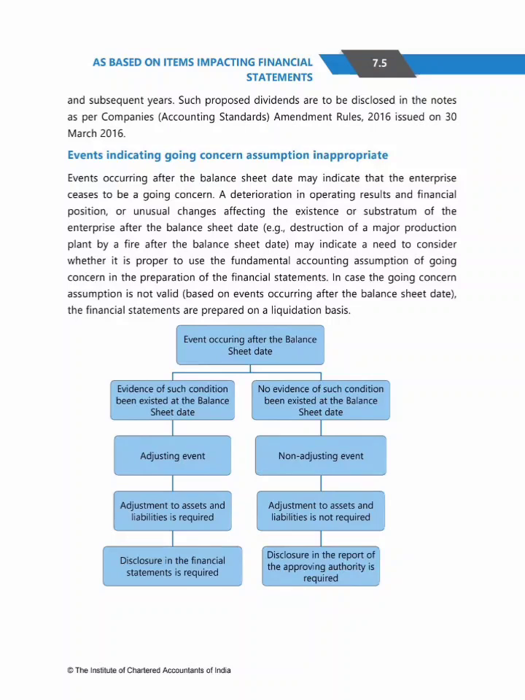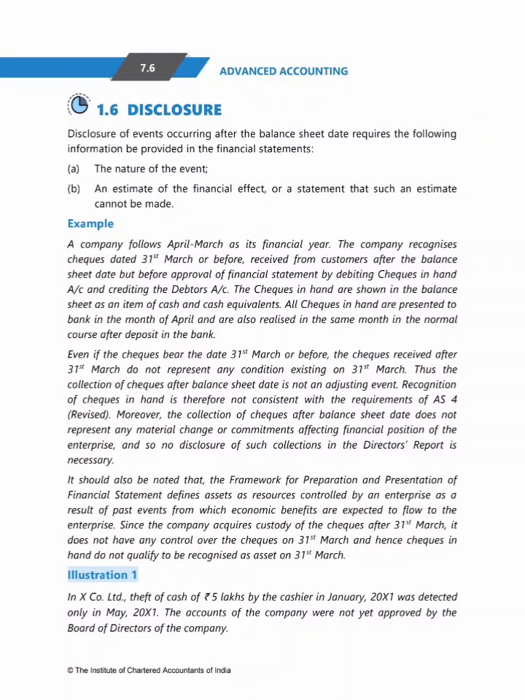Okay, then what do you think about proposed dividend? On 1st April, the company declares some dividend to its shareholders. Whether it is an adjusting event or not, it is a non-adjusting event, because it is a proposed dividend only. They have not actually paid the dividend. They said we will provide you some dividend. They just proposed the dividend. It is not an actual dividend. So it is a non-adjusting event.